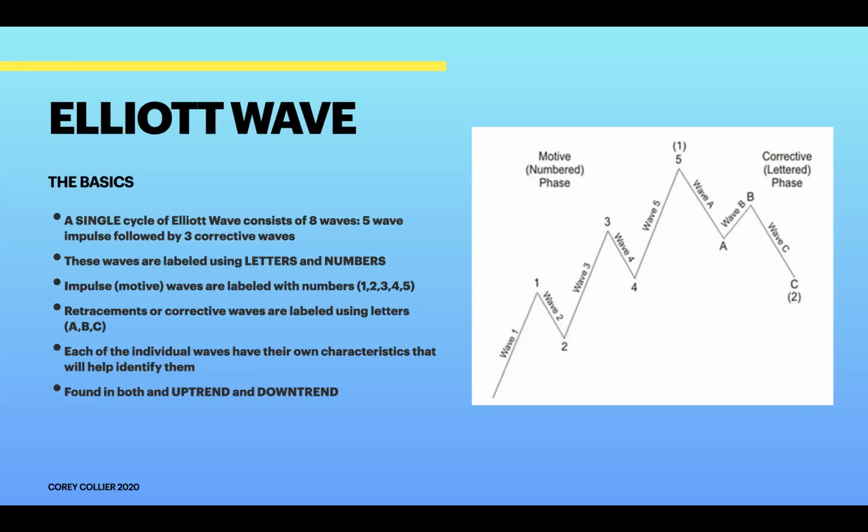Each of the individual waves have their own characteristics that will help identify them. Again, guys, this cycle is found in both an uptrend and a downtrend. So the picture to the right, that's of an uptrend. If you flip it upside down, it would be a downtrend, basically.